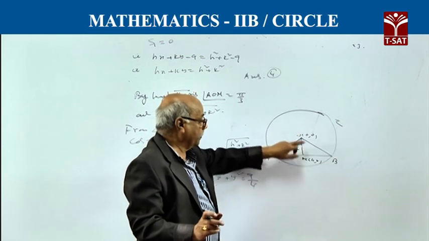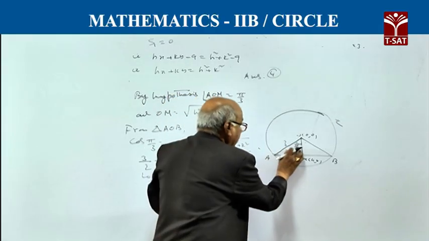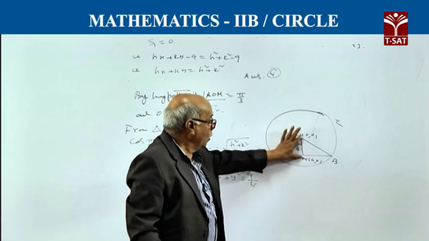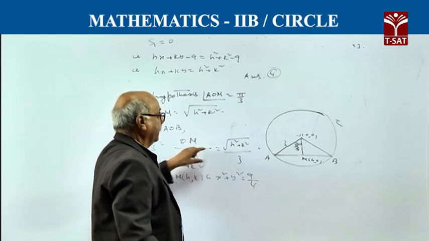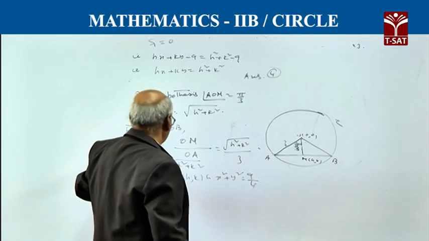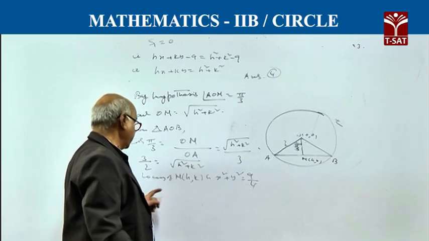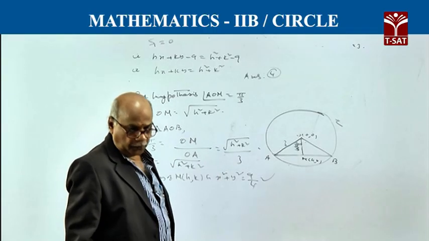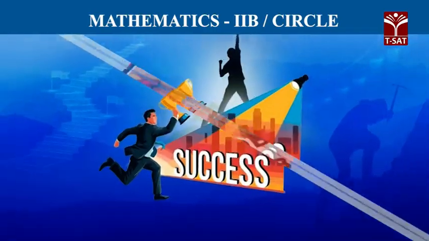So, square root of h square plus a square. So, if you take cos pi by 3, OM by OA. Cos pi by 3 is equal to OM by OA, but OM is equal to square root of h square plus k square by 3. But cos pi by 3 is 1 by 2. So, 3 by 2 is square root of h square plus y square. So, locus of M(h, k) is x square plus y square is equal to 9 by 4. So, hence the correct option is 4.